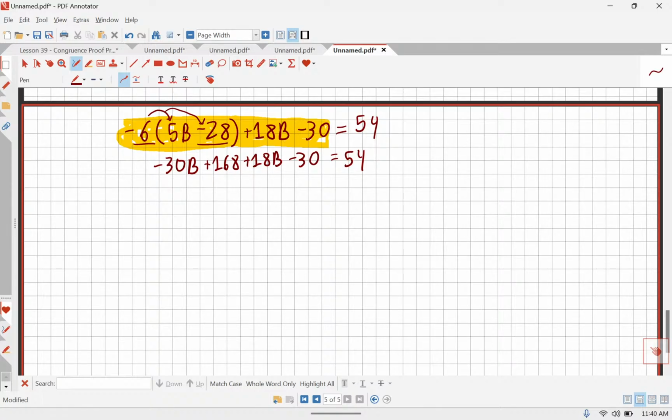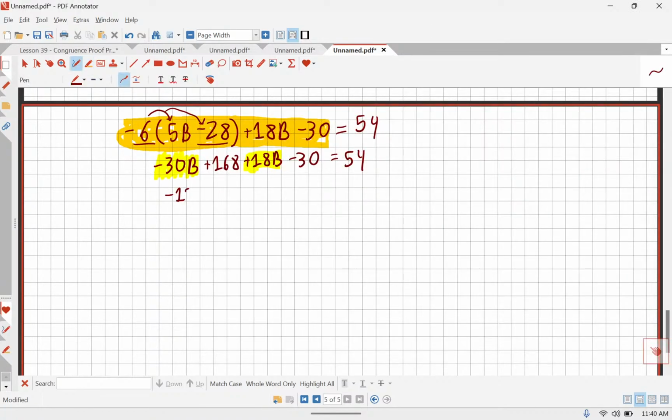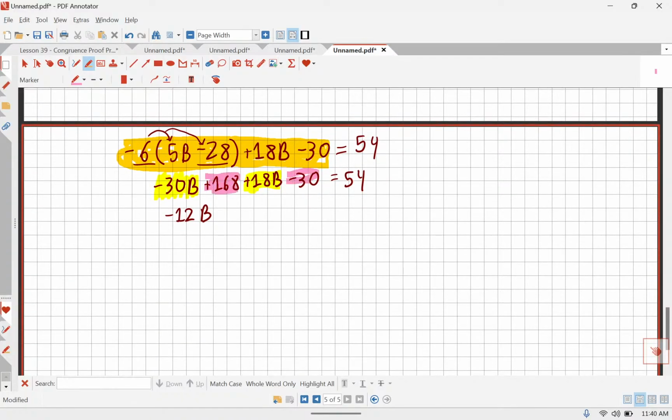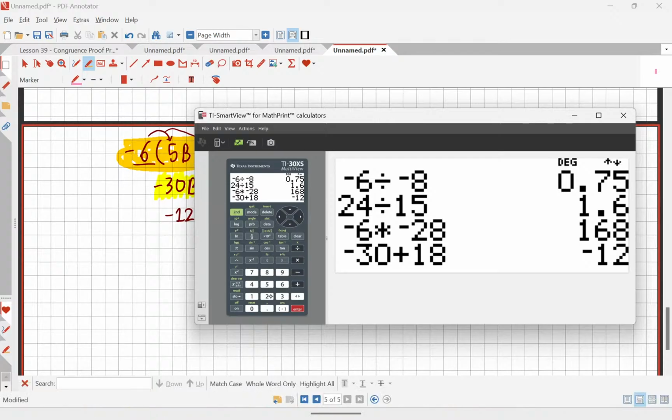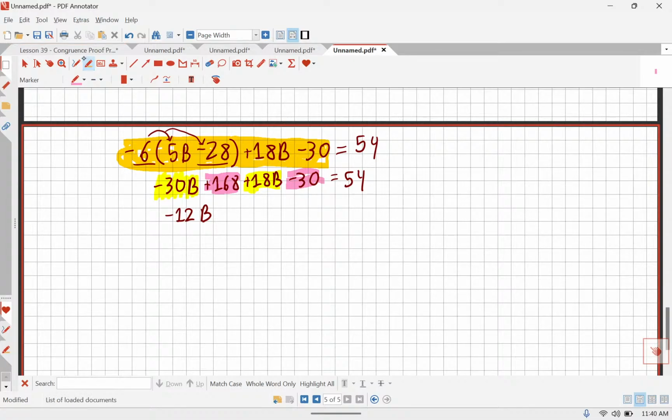Love it. Okay. Now we're going to start combining like terms. Are there any other b's I can put together with this one? Yeah. I'm going to grab my calculator, guys, because me tired. So, -30 plus 18 is -12. That becomes -12b. And then I've got 168 minus 30. Again, me tired. 168 minus 30, 138. That's right, because it's a positive.